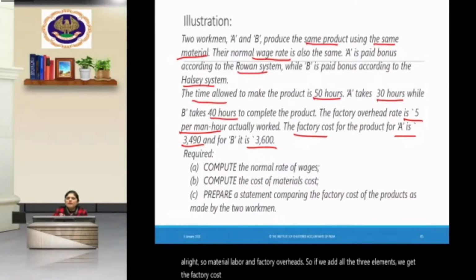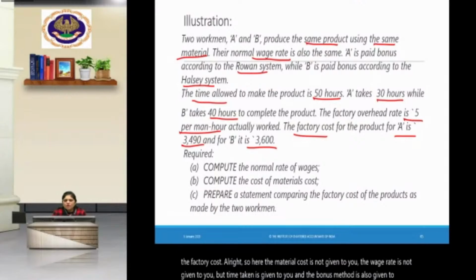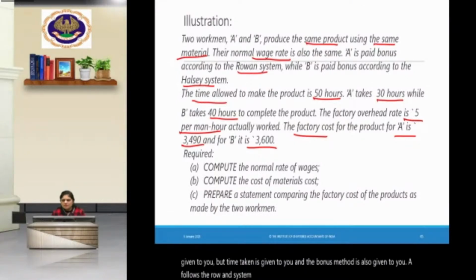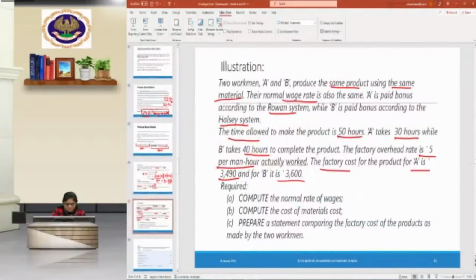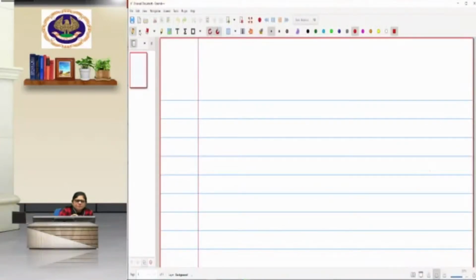Here the material cost is not given to you. The wage rate is not given to you, but the time taken is given, and the bonus method is also given. A follows the Rowan system and B follows the Halsey system. So let us try to do it. Basically, factory cost is material, then labor and factory overheads, which together make the factory cost.